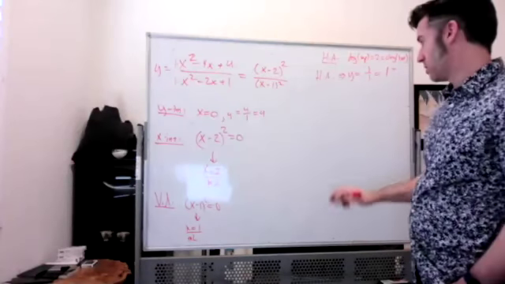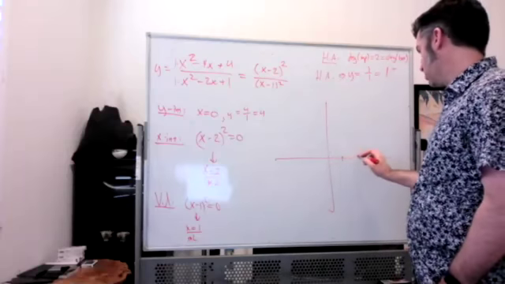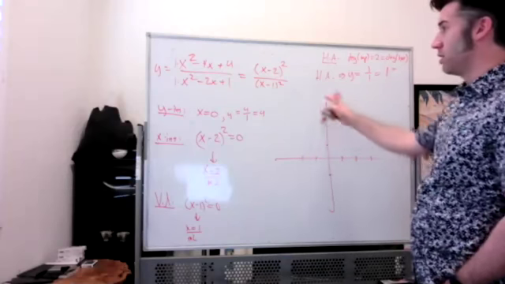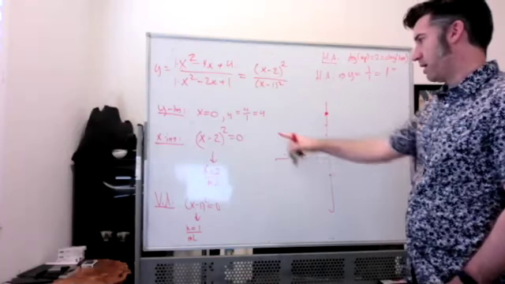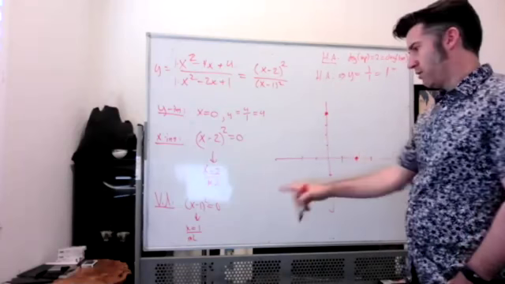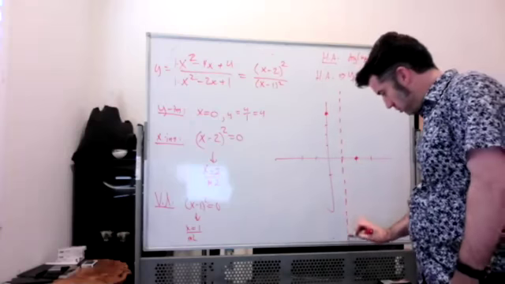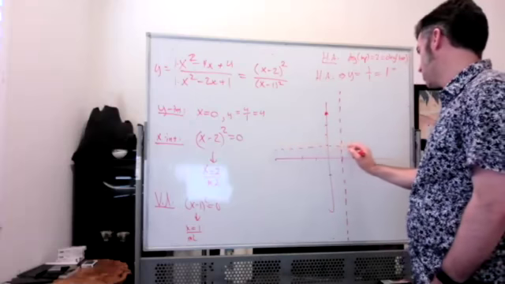Okay, so let's graph it. Y-intercept is 4. X-intercept is 2. Vertical asymptote is positive 1. Do draw your asymptotes in. Horizontal asymptote is positive 1.